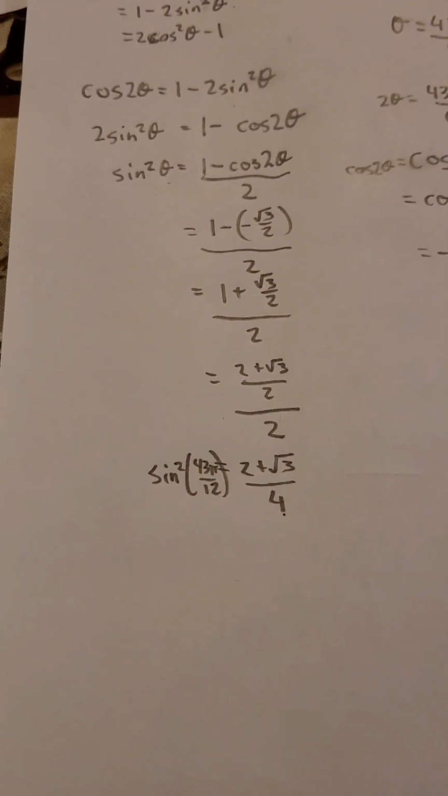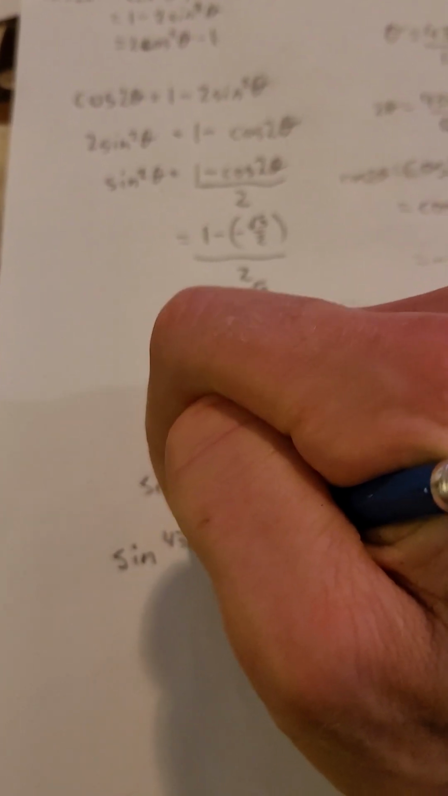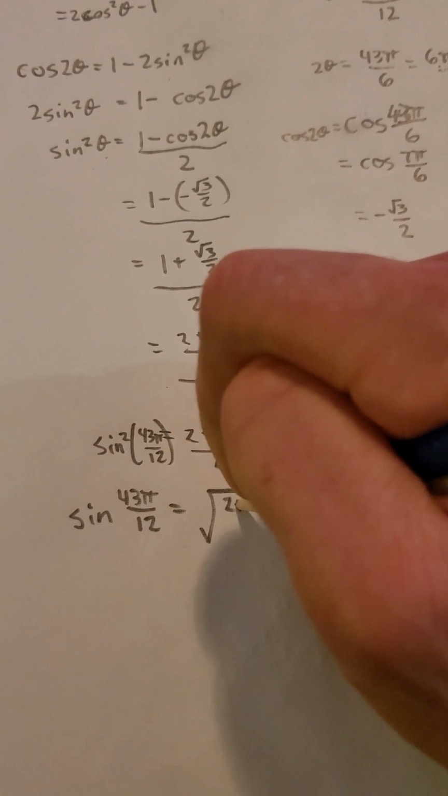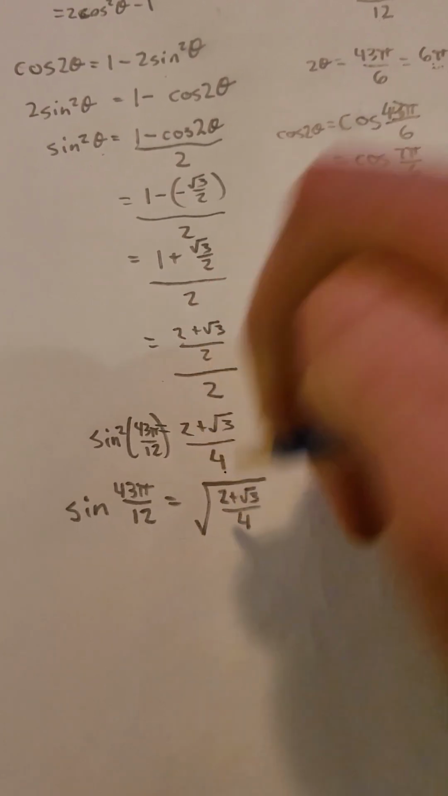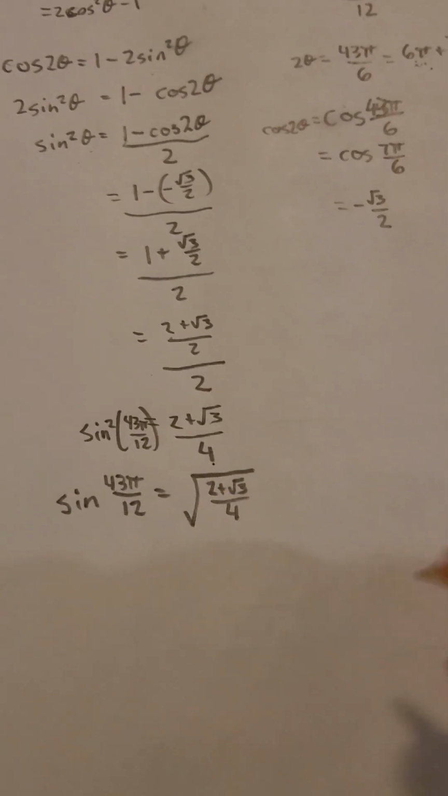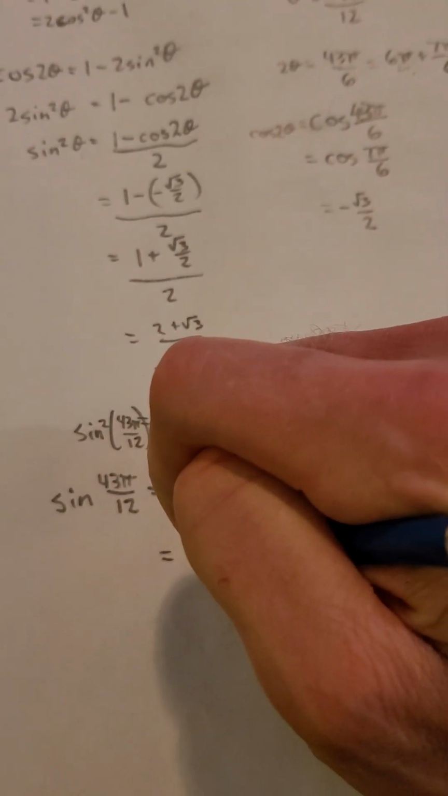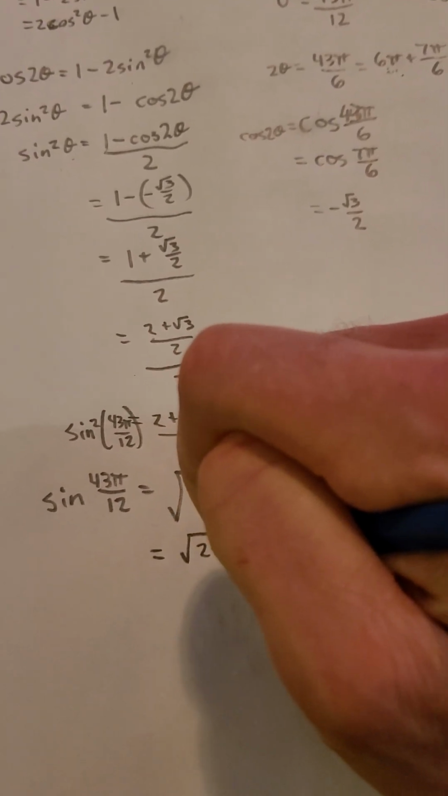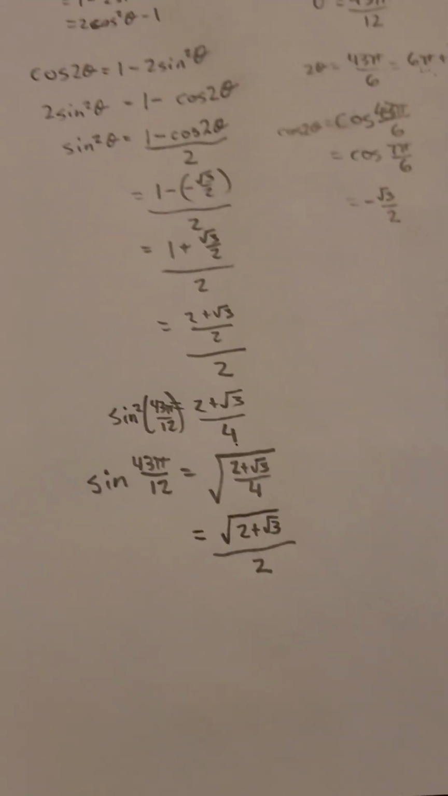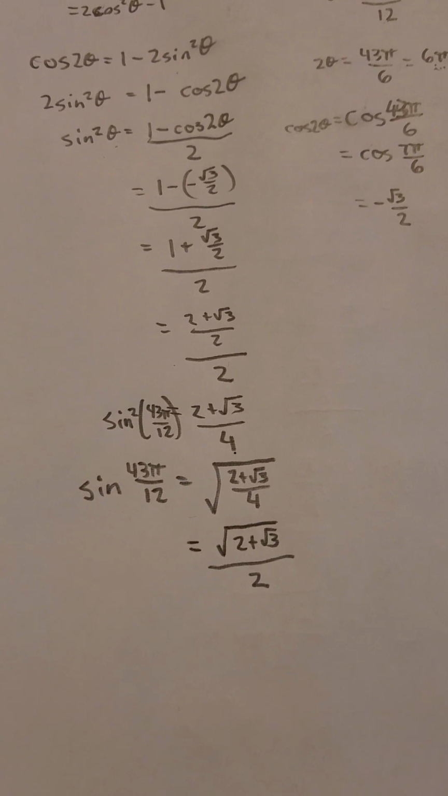So now all we have to do is square root, and we get that the sine of 43 pi over 12 is equal to the square root of 2 plus root 3 over 4. The denominator we can root 4, that's easy. The numerator we can't really do anything with if we still want our answer to be exact. So it becomes the root of 2 plus root 3 all over 2. And there's our exact value for the sine of 43 pi over 12.